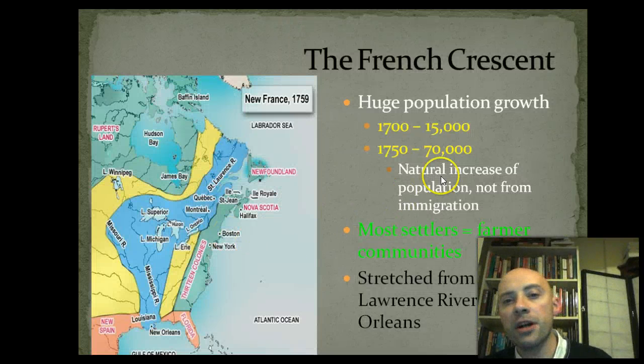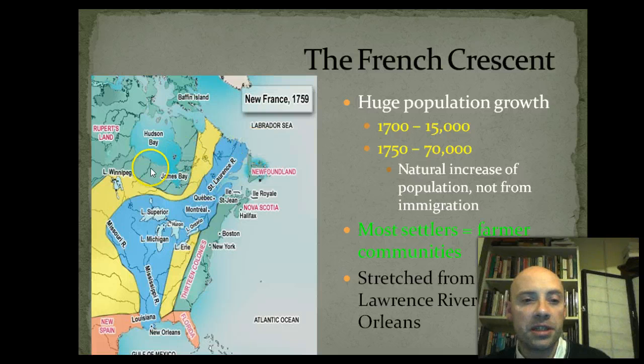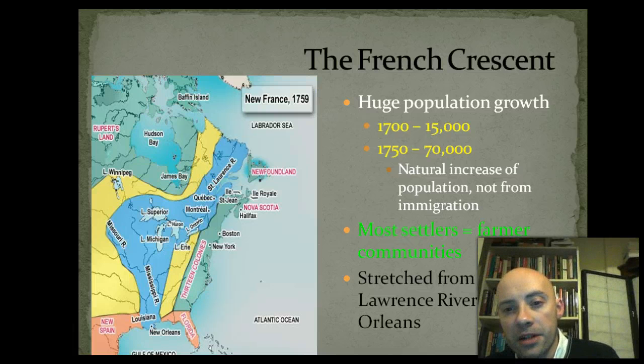Okay, we're going to talk about the French Crescent, which is essentially the St. Lawrence River Valley, which is Quebec and Montreal, the Great Lakes area, and the Mississippi River Valley with the major settlement of New Orleans. This was a natural increase in population, not from immigration. Remember, there weren't very many immigrants, because the immigrants largely came as temporary and then ended up staying on.